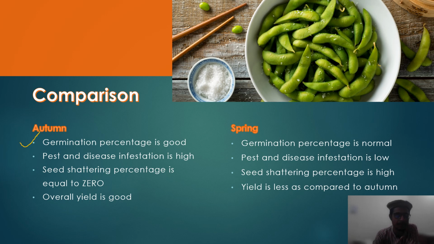This slide shows the comparison between autumn and spring season. Firstly, we see germination percentage is good in autumn, but germination percentage is normal in spring season. This is due to temperature. Pest and disease infection is high in autumn because cotton is present. So that's why whitefly attack or infection is more as compared to spring, and seed shattering percentage is equal to 0. In spring, shattering percentage is high because during the harvesting of spring soybean the temperature is high. The yield of spring season is good, but as compared to autumn the yield is 10% less than autumn season.